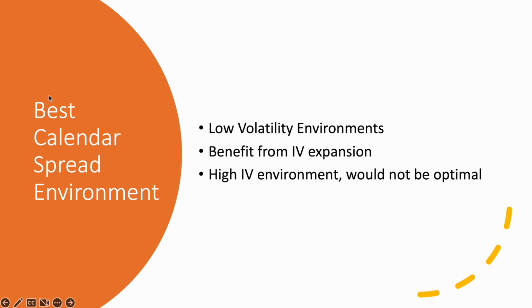Moving on. So what is the best calendar spread environment? That's going to be in low volatility environments. And the main reason is you're going to benefit from implied volatility expansion. You wouldn't want to do this in a high implied volatility environment because the debit spread will decrease in value if there is a drop in implied volatility. And since implied volatility tends to be mean reverting, meaning once it has increased, it tends to revert back to the normal levels of lower volatility, that's going to be a losing strategy overall. So you want to stick to low implied volatility environments to put on calendar spreads.